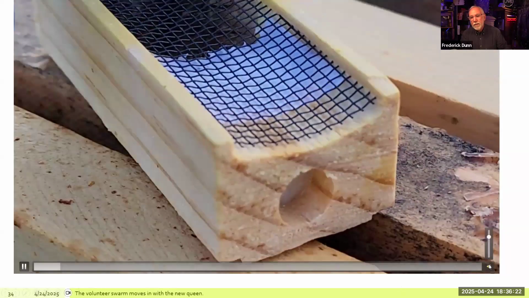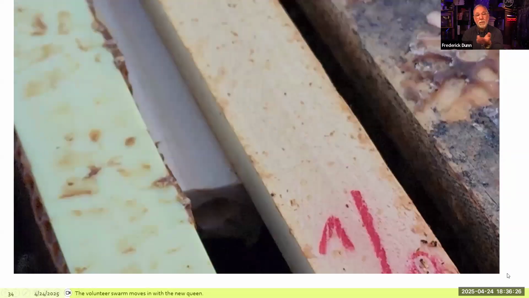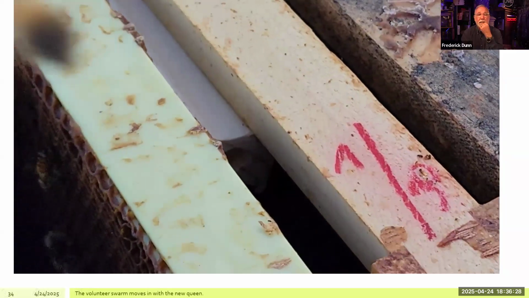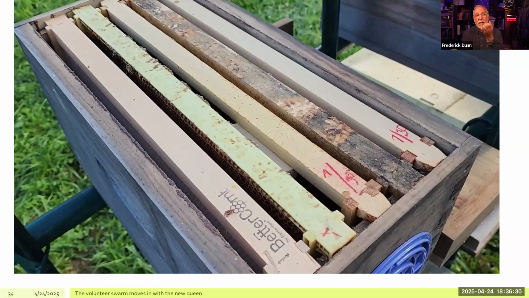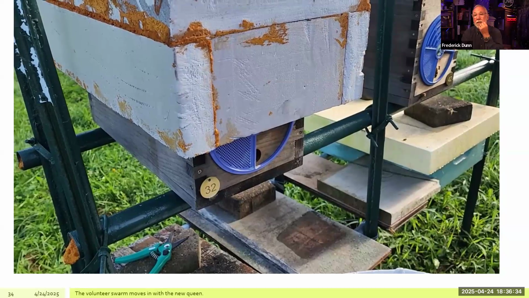Hope that's not too noisy. Let's kill the sound. Okay, so I did pull the cork out. There is a candy plug in there. I didn't want them just to take off and leave me high and dry. I also don't force the bees in there, so I'm not going to shake them on there.